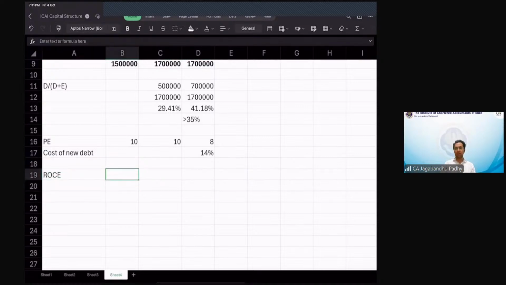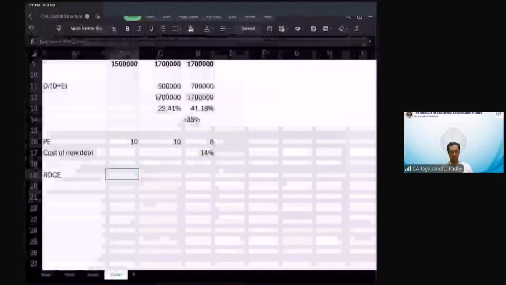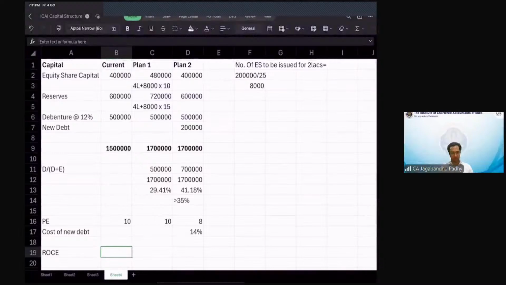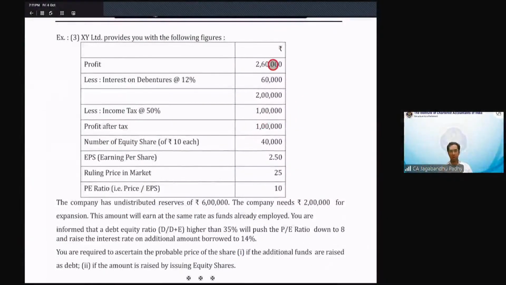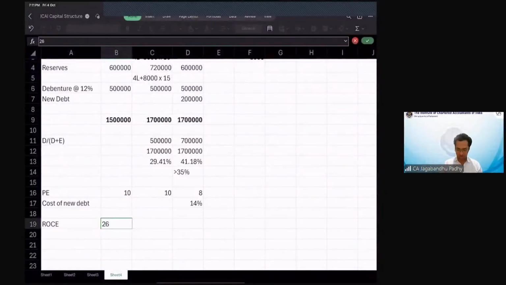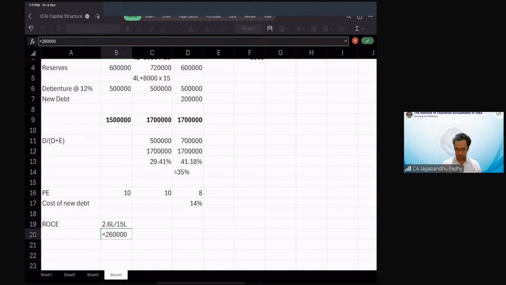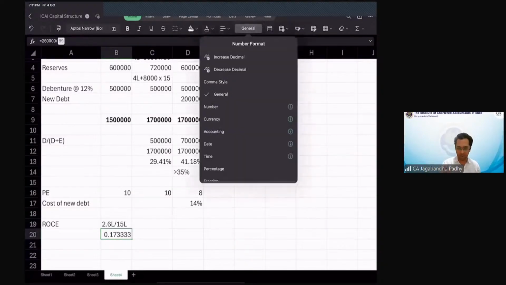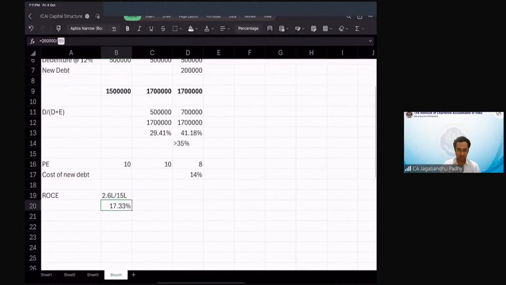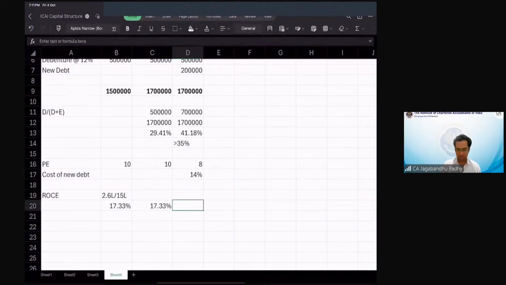And what is the return on capital employed, by the way? Because I need to have the same return on capital employed for all the 3 plans. What's the return on capital employed? Because we have an EBIT of 2,60,000. So here the return on capital employed was 2,60,000 divided by 15 lakhs, which is 17.33%. Can I say this same 17.33% will be applicable even to the other two plans?